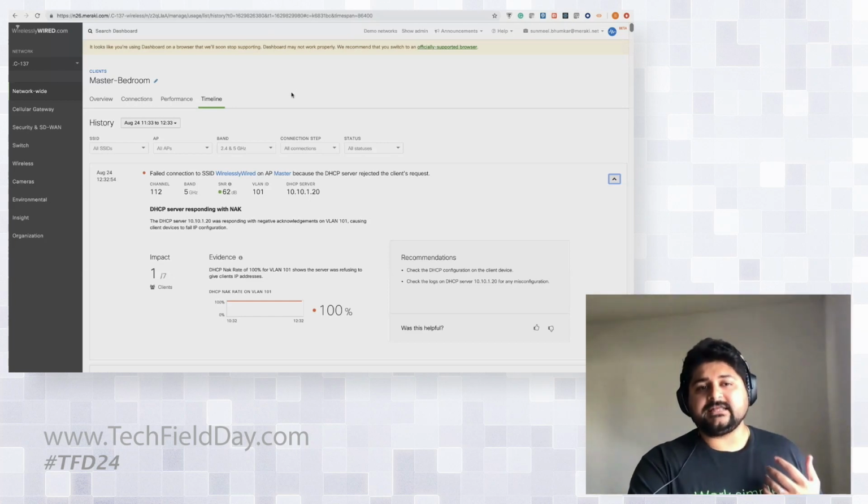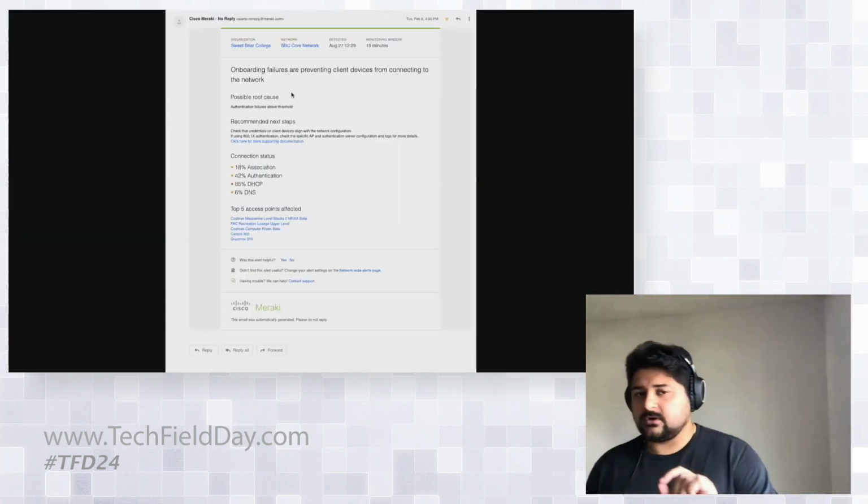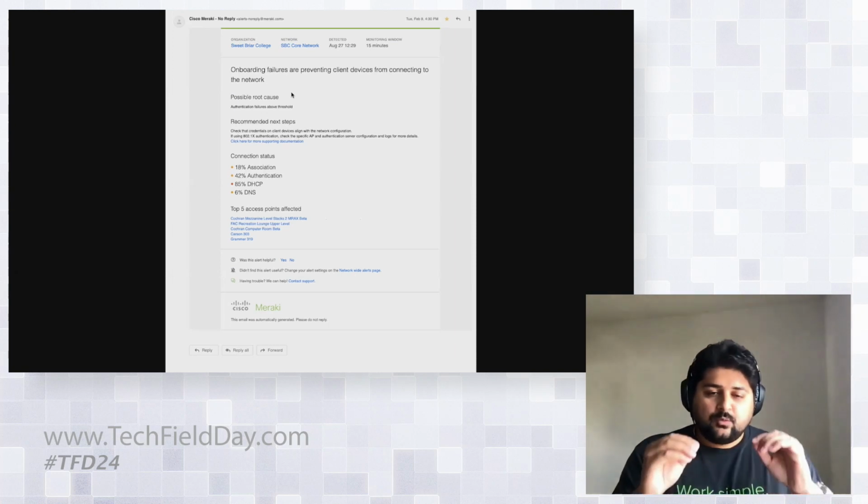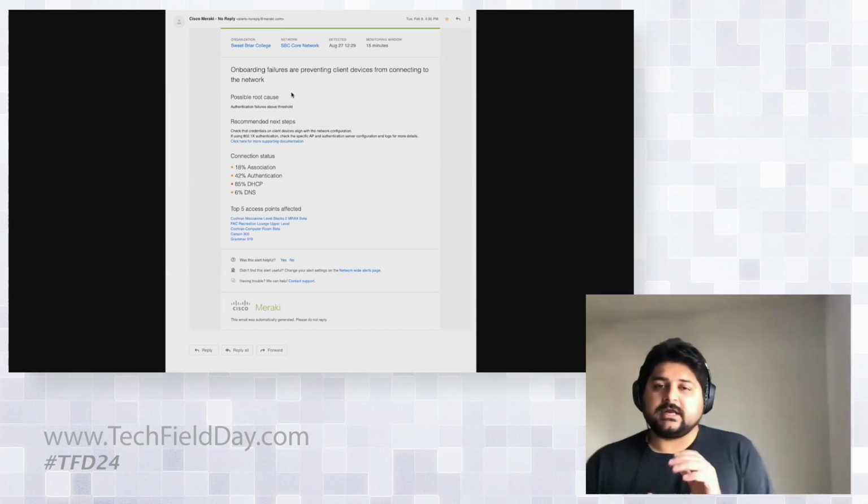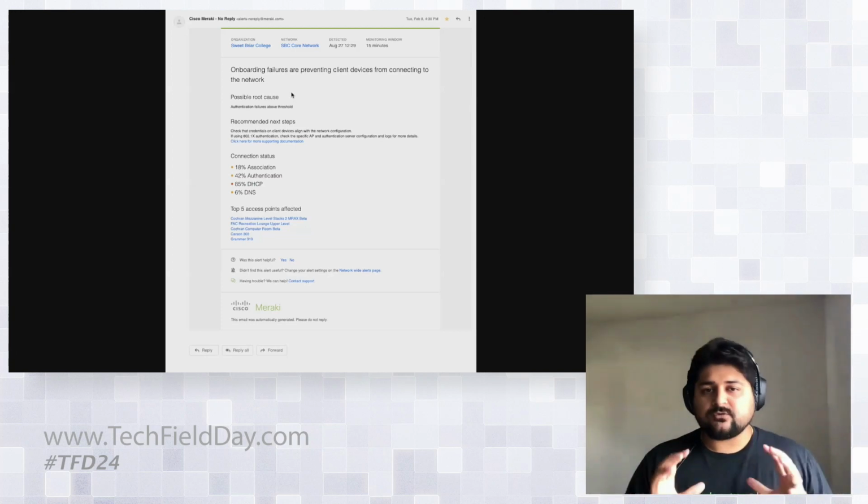And I pulled out an email that was generated to a customer on a network. When you think about association, authentication and DHCP, there's a lot of things to think about.